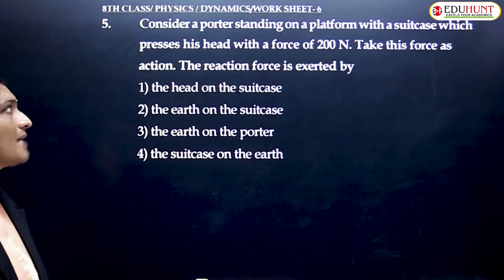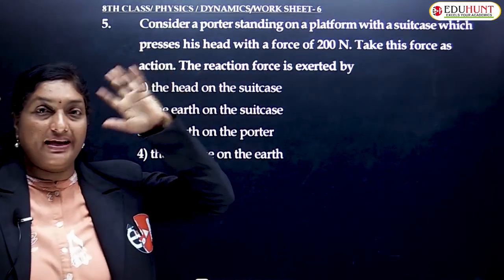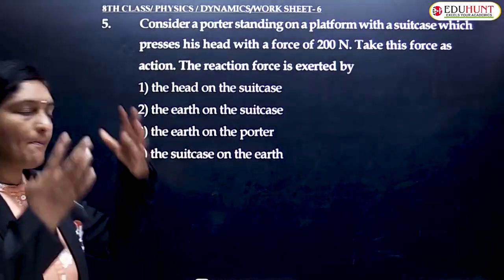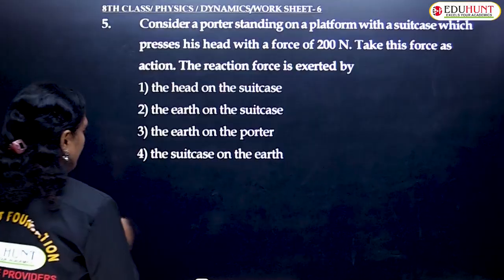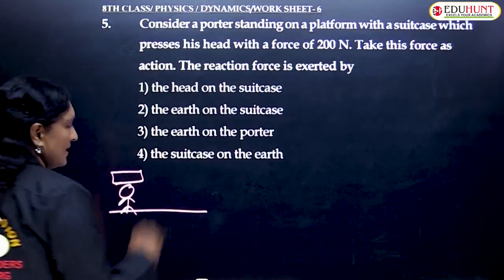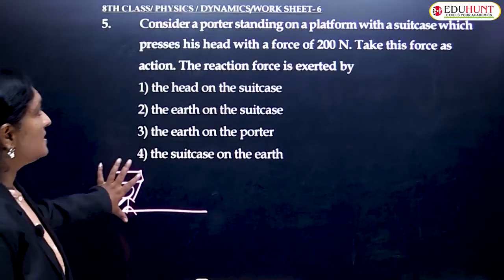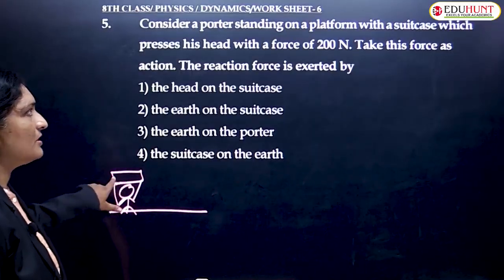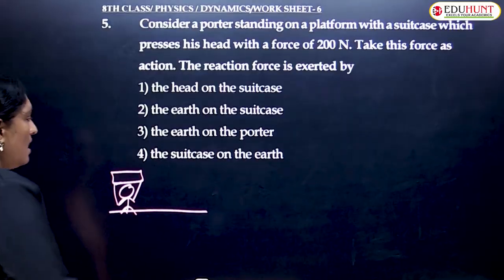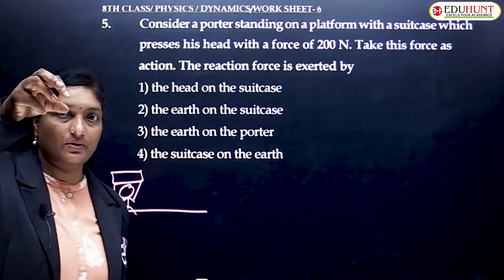Consider a porter standing on a platform. Porter, you know, that railway coolie, who will be carrying all the goods and luggage on his head. So a porter is standing on the platform, carrying a heavy load, say some suitcase, over his head. Consider a porter standing on a platform with a suitcase which presses his head with a force of 200 newtons.